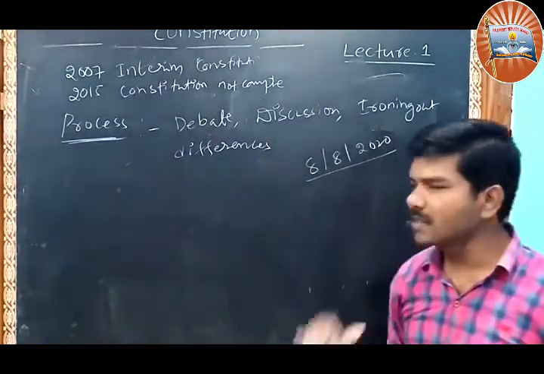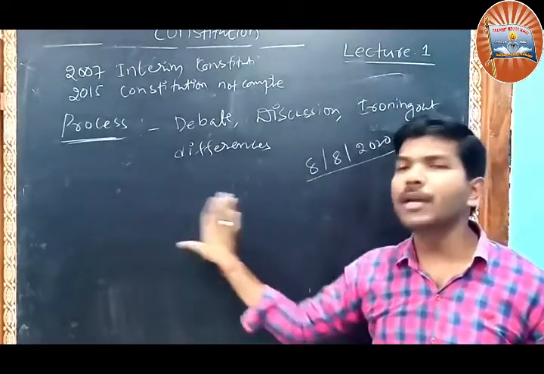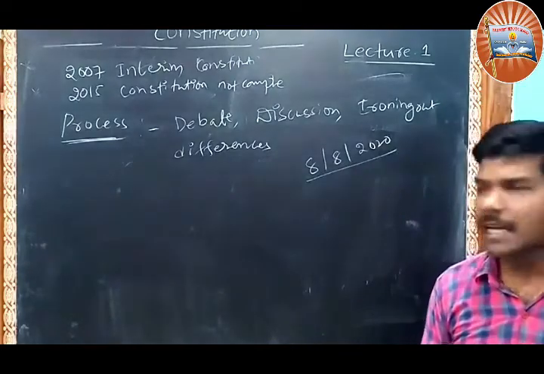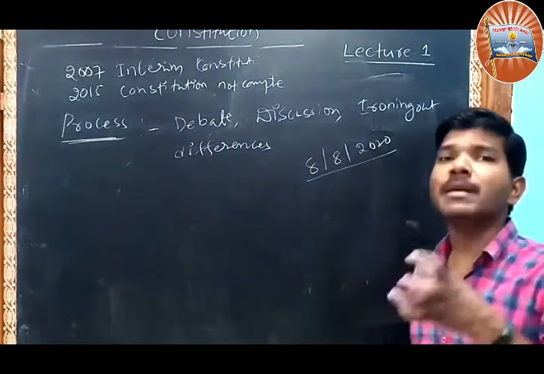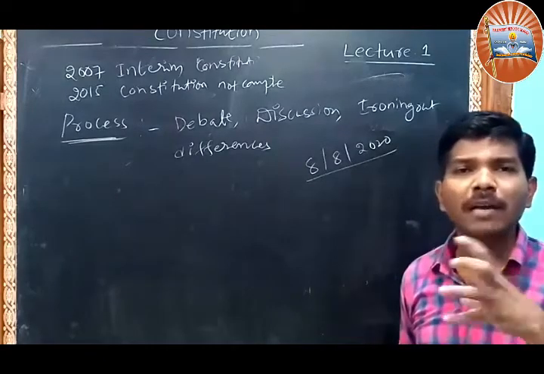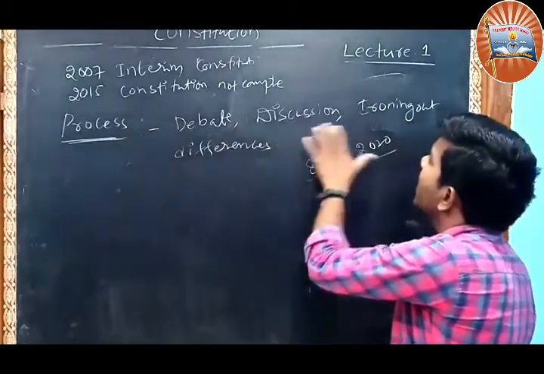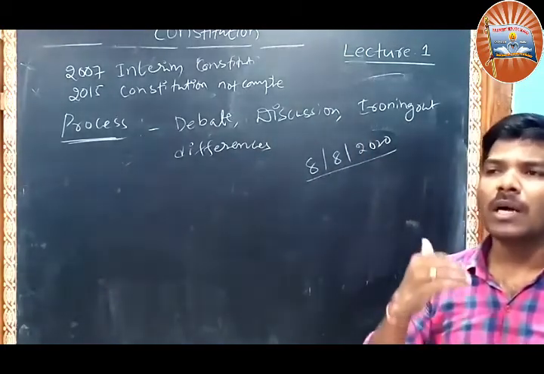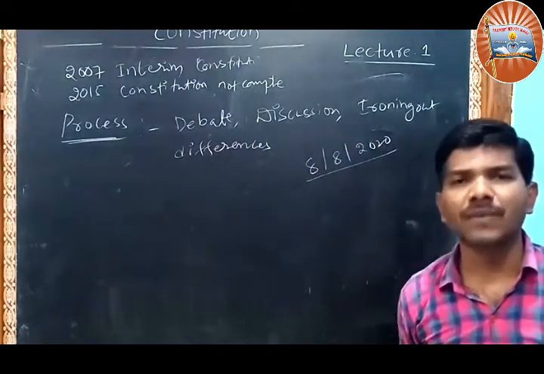Discussion: this point is correct. If any point is not correct, where the majority of people do not accept, that has to be removed, or the law can be made stronger. We have to make that sentence very strong. So that is debate, discussion, and ironing out differences. Ironing out differences means whatever differences are there can be removed. We have to remove the difference.